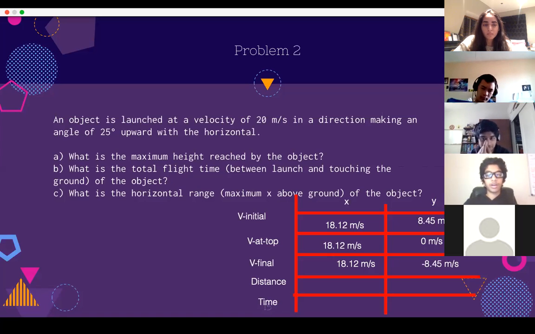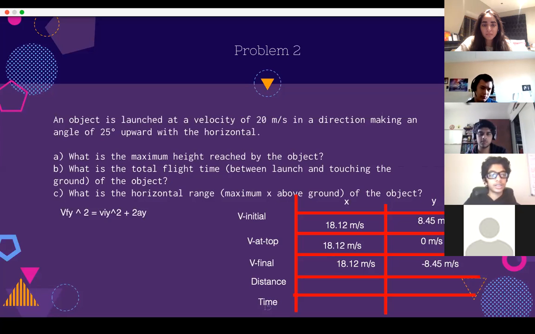So for part A, we want to find the maximum height. And to find the maximum height, we basically want to find the maximum y distance. If we want to find the maximum y distance and we don't know the time yet, we can use the third kinematic equation, which is that one over there. So the final velocity squared is the initial velocity squared plus 2ay. And now we can just plug in the numbers and solve.